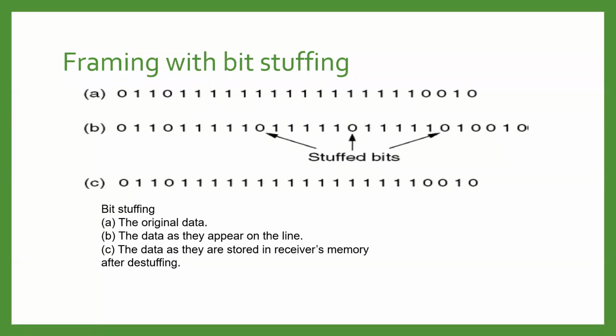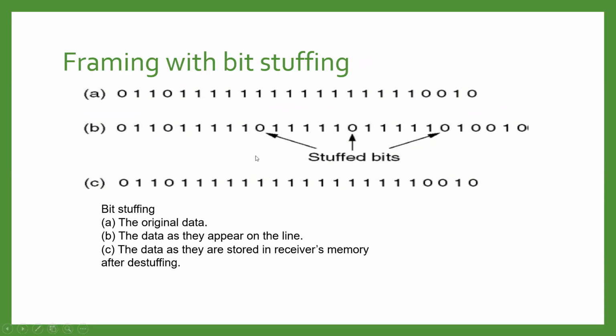So now the next method is framing with bit stuffing. This technique allows the frame to contain an arbitrary number of bits and allows character codes with an arbitrary number of bits per character. At the beginning and the end of each frame, a specific pattern, 0 1 1 1 1 1 1 0, which is also called the flag byte, is added, and this technique is called bit stuffing.